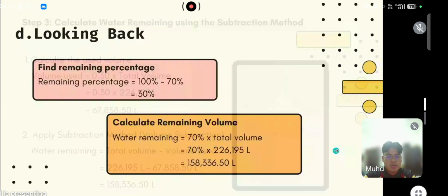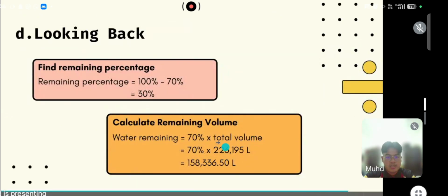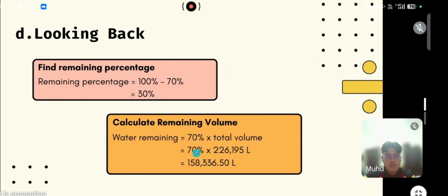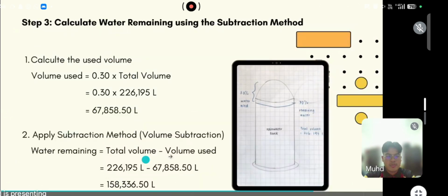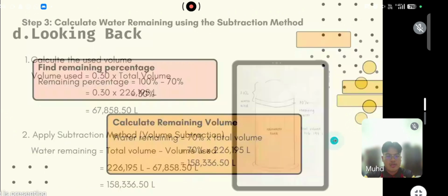Ni kita untuk check tapi kaedah lain. Ni kita guna kaedah darab. 70% darab total volume. 70% darab dengan 226,145 liters. So kita akan dapat 158,336.5 liters. Sama tak dengan ini? Sama.